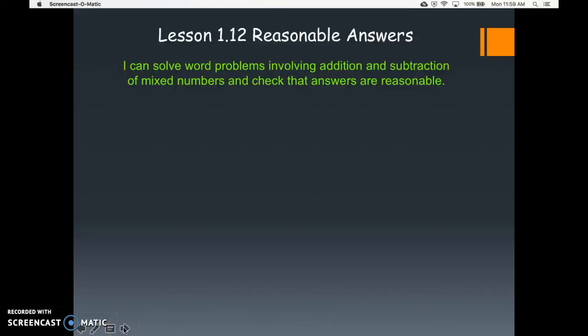Hey, fifth graders, we're going to do lesson 1.12. This is also called reasonable answers, but this time we're going to be solving word problems. So this will have addition and subtraction of mixed numbers, and we're going to see if our answers are reasonable. So make sure you copy this down in your math notebook. All right, let's get started.